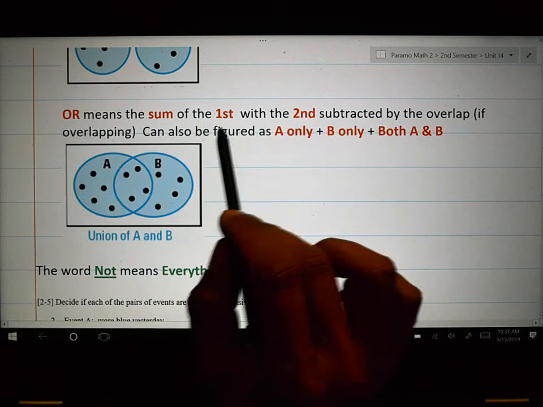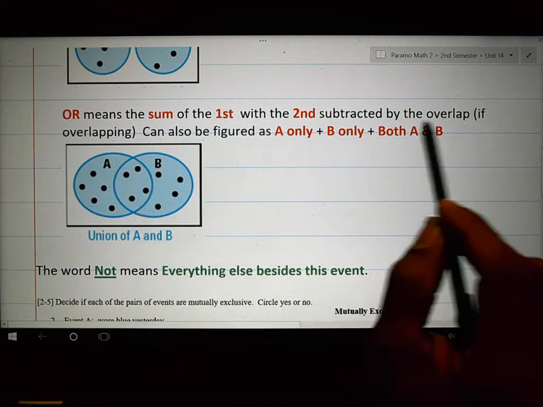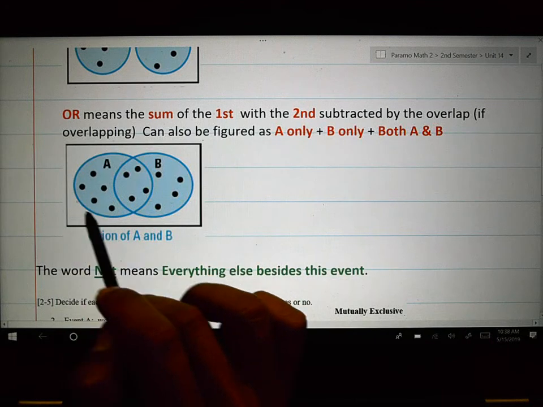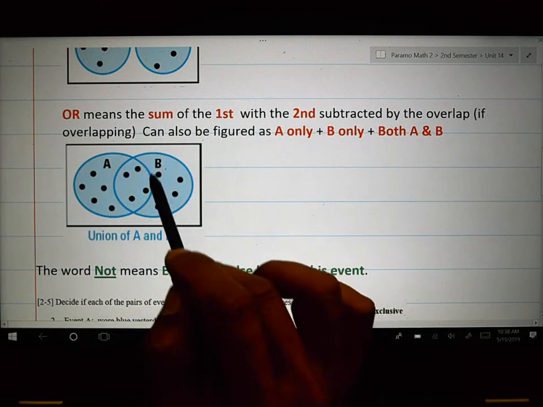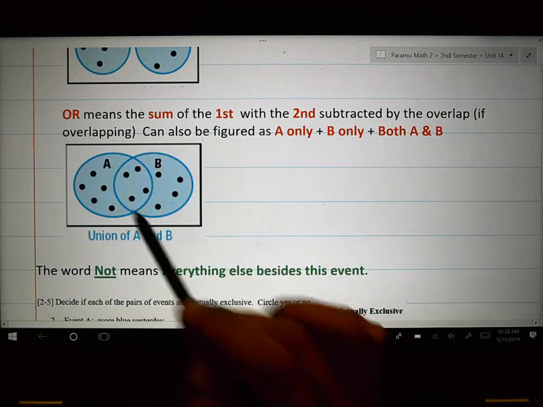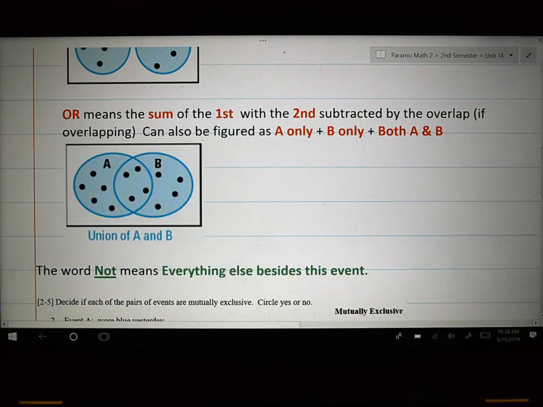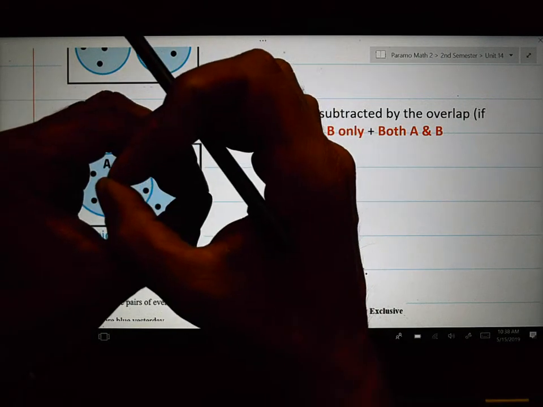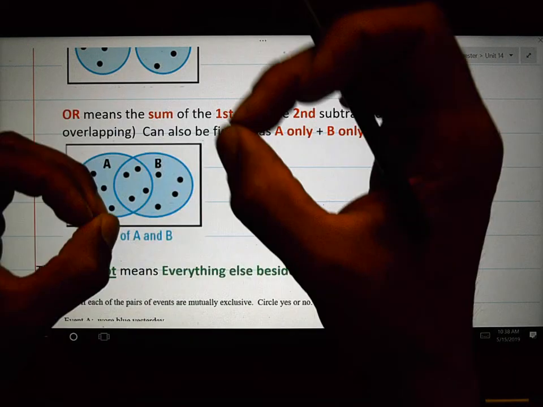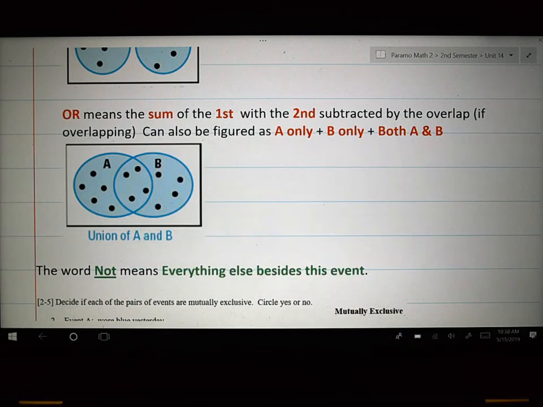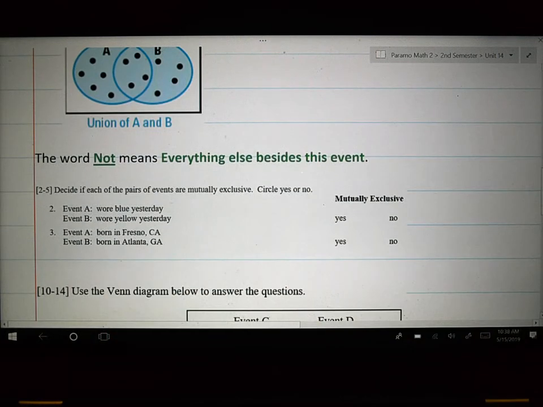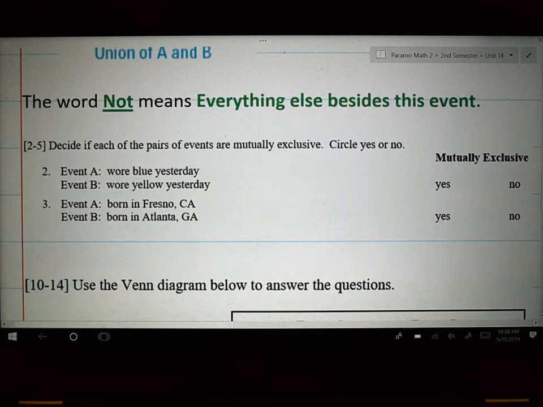So you either have to add all of A, all of B, and subtract the overlap, or you can think of it as the only in A plus the only in B plus the both A and B. That would work. I think that makes a lot more sense than sometimes subtracting the thing that you're counting twice. You're counting this little piece and that little piece twice if you do all of this and all of that together. So I think that makes a lot of sense. The last word that they use in this worksheet that you haven't talked about before is the word not. If it says not, it means everything else besides this.